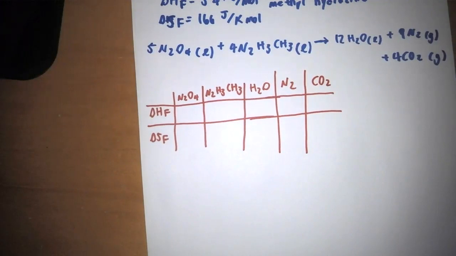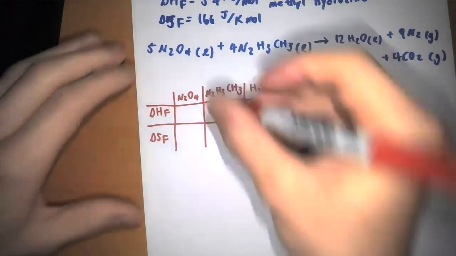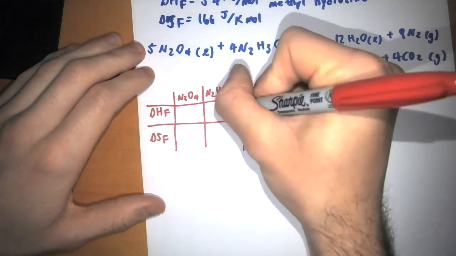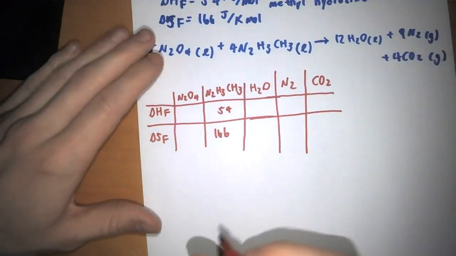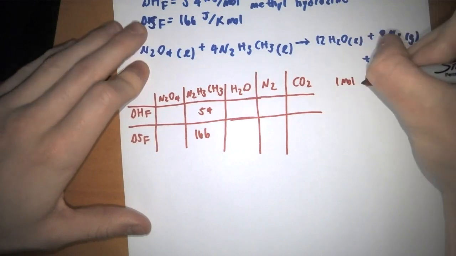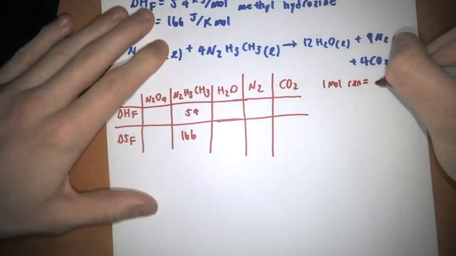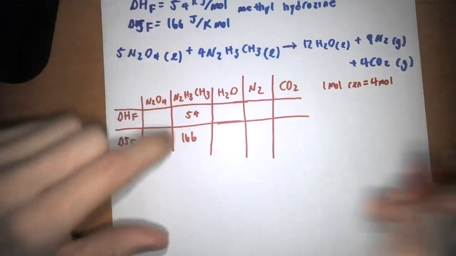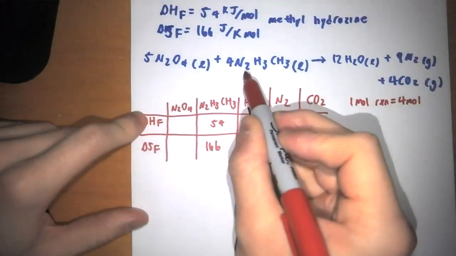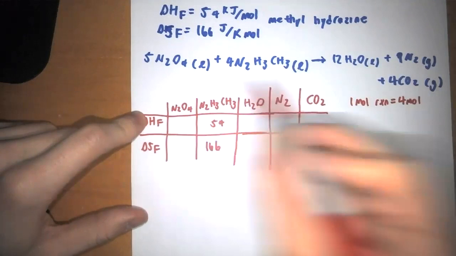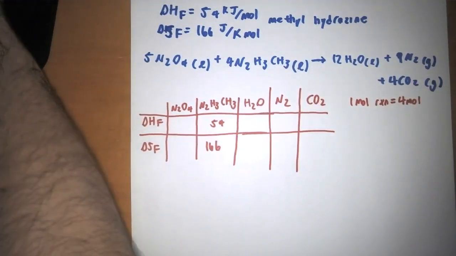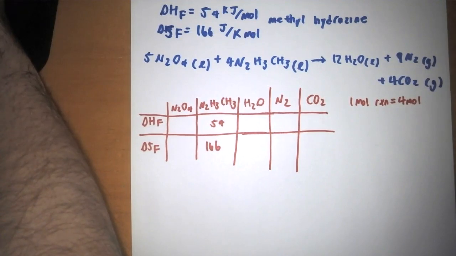Okay, so now I have all of my reaction components. Let's think about what my delta H and my delta S is for each. Well, I'm given these two values, right? I'm given the ones for methyl hydrazine, 54 and 166. Well, we know 1 mole of reaction makes 4 moles of methyl hydrazine. Every time this reaction goes through once, we have 4 equivalents of methyl hydrazine. Does that make sense? Every time this reaction happens once, I have 4 moles of methyl hydrazine being made.